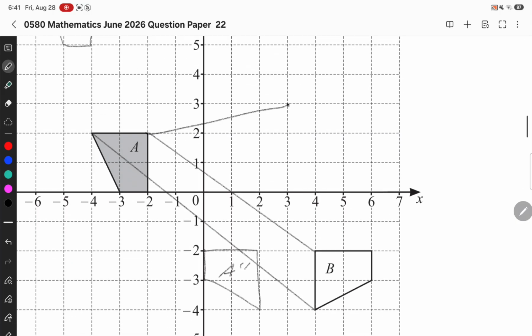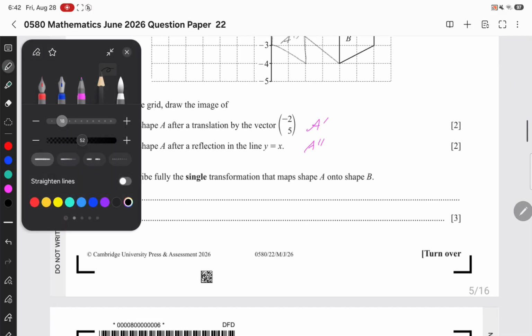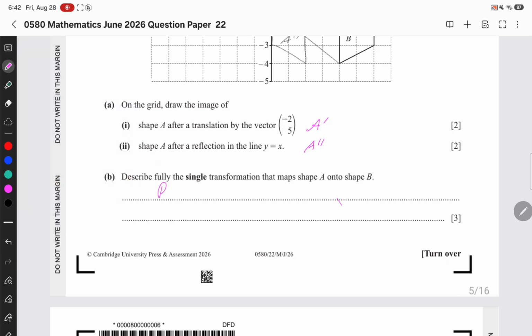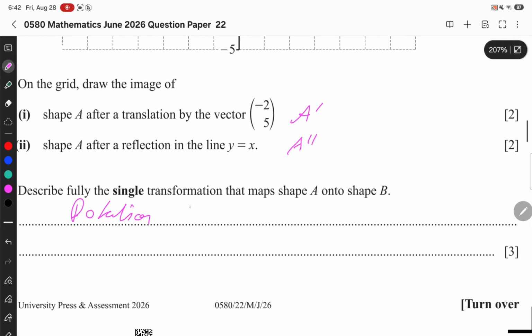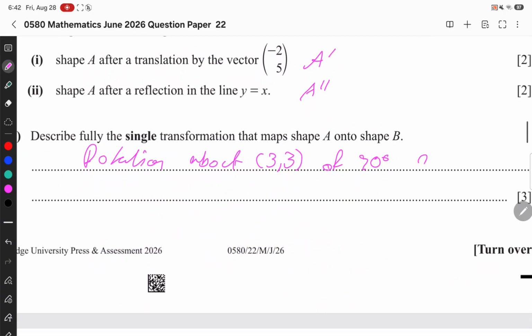You can prove that this is indeed the turning point if we just do this, and this makes a 90 degree angle. You can prove it using a protractor. And hence, rotation about 3 3 of 90 degrees. Now this is going like this. This is going anti-clockwise.